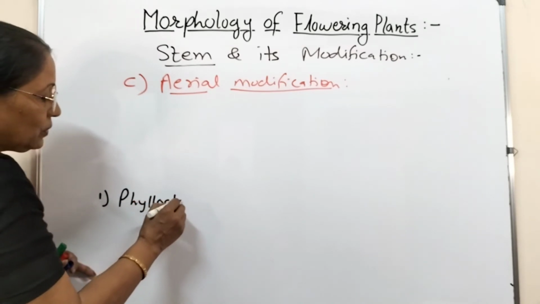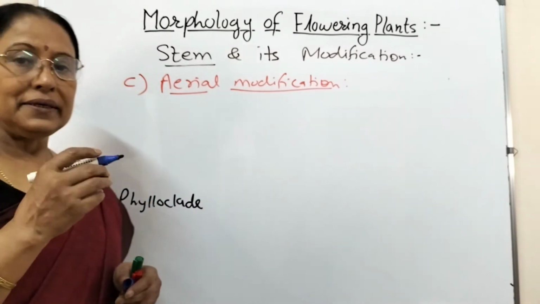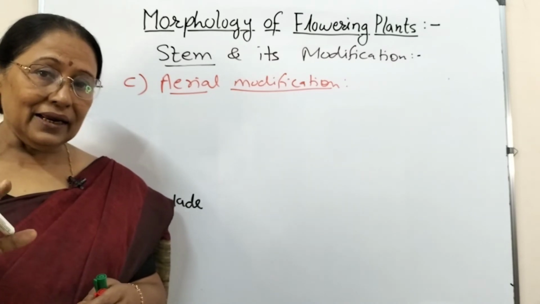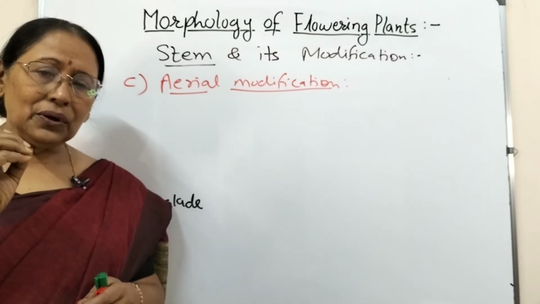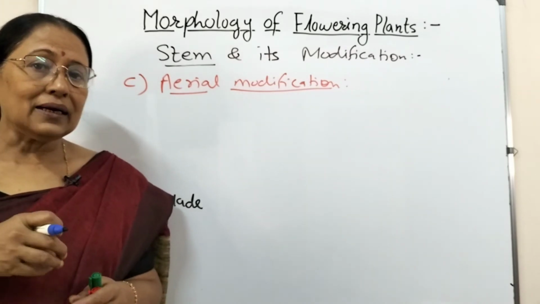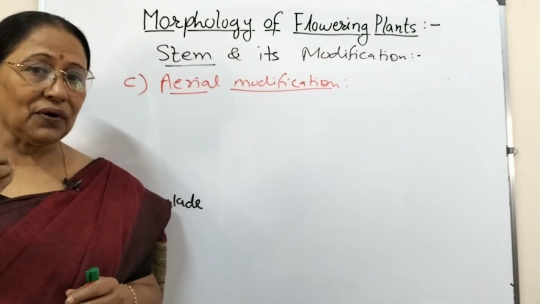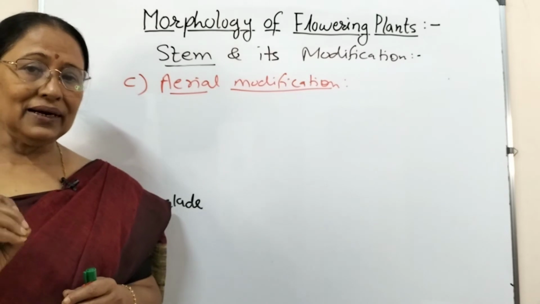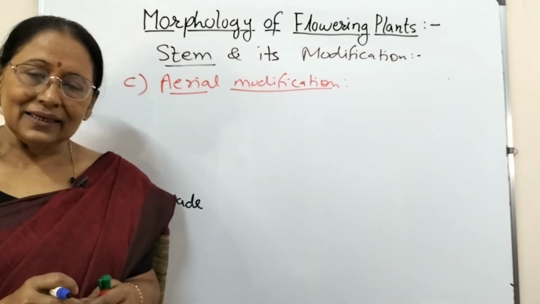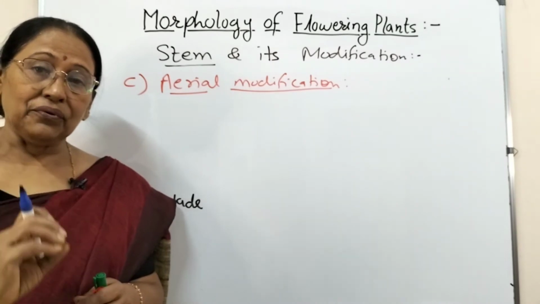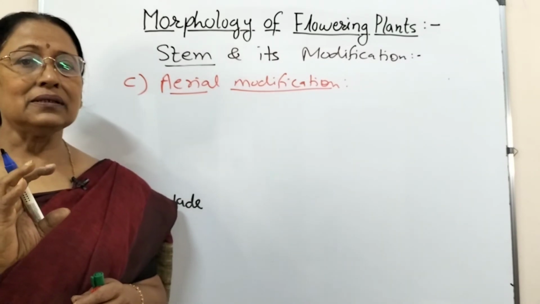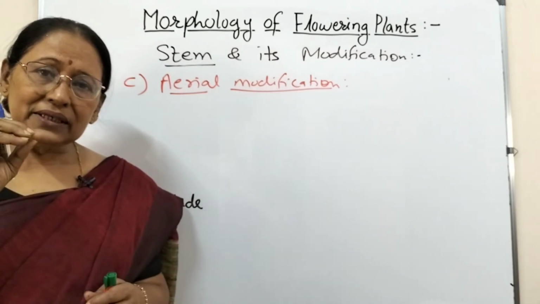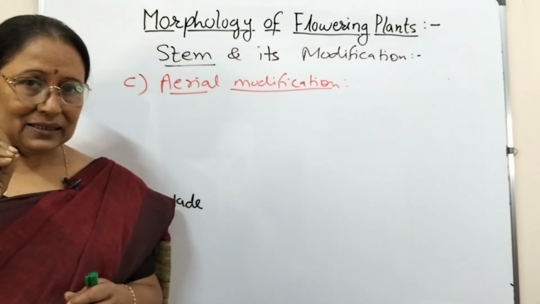What is a phylloclade? See, in arid region, in desert region, there is water scarcity. So if there are many leaves having stomata, then due to the heat of the sun, the plant will continuously lose water in the form of water vapor, which will lead to dehydration and the plant will die. There is much water scarcity. So what is the natural solution to avoid this water loss? The plant has to get rid of the leaves. So it changes the leaves into spines.